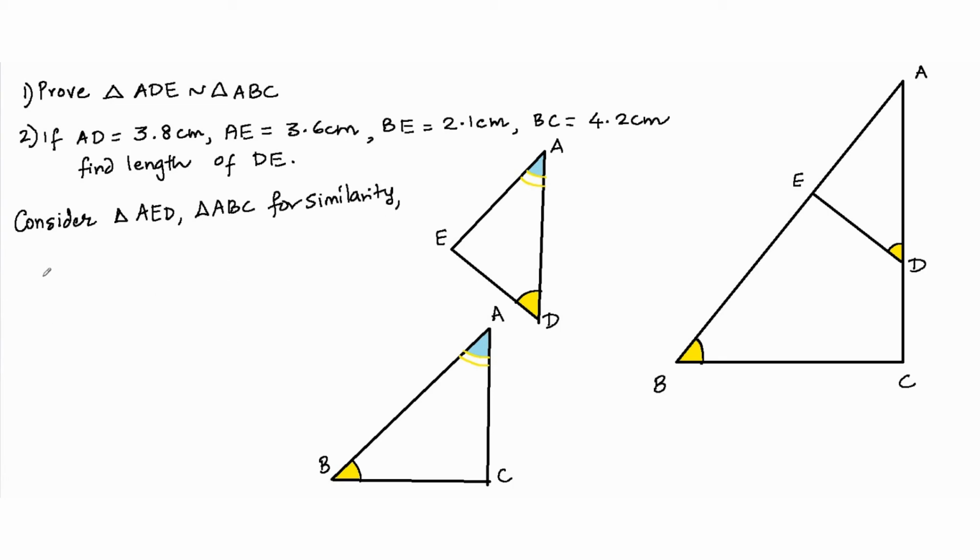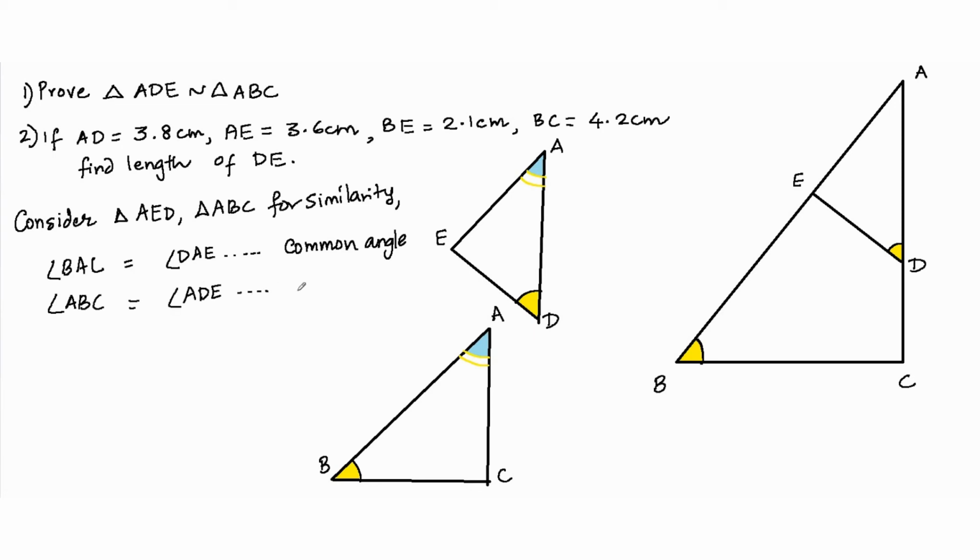So now what we have is angle BAC is equal to angle DAE. That is not given in the question, we are concluding it because it is the common angle. So angle A is equal in both the triangles, this is the common angle, and it is given that angle ABC is equal to angle ADE.